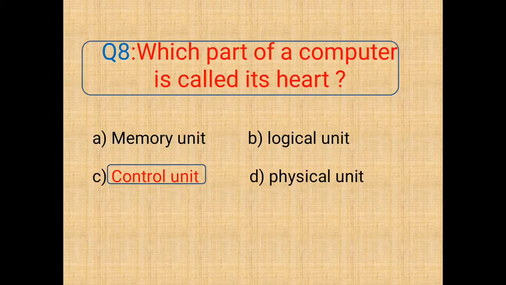Question number 8. Which part of the computer is called its heart? Option A, memory unit. Option B, logical unit. Option C, control unit. Option D, physical unit. So in this case we have the correct option C, control unit.